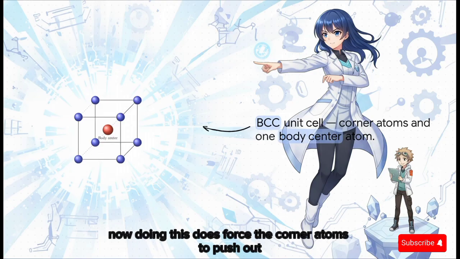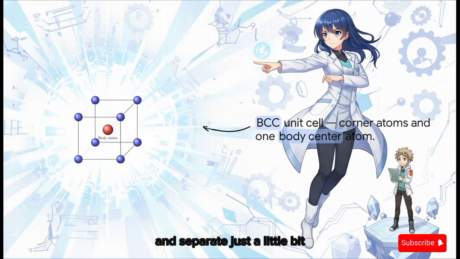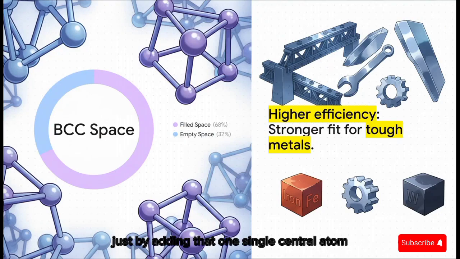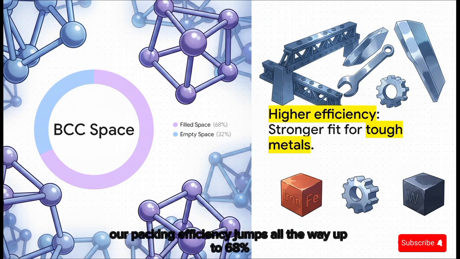Now, doing this does force the corner atoms to push out and separate just a little bit, but it completely transforms and drastically improves the structural integrity of the entire cell. Just by adding that one single central atom, our packing efficiency jumps all the way up to 68%. We've eliminated a huge chunk of that empty space.